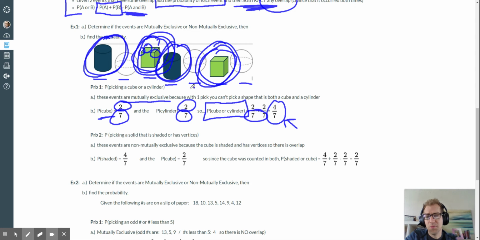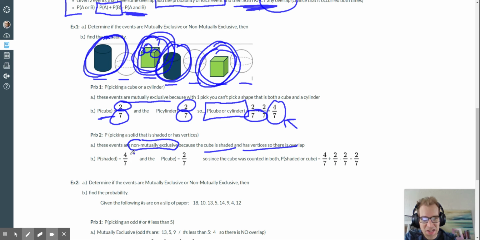So it's possible for them to be both shaded and have vertices. So we would say that's not mutually exclusive, an example of that, okay, because the cube, once again, is shaded and has vertices, so there's overlap. Okay, so once again, we're going to figure out the probability of each, but we have to make sure we factor in that overlap. We have to subtract that away before we say, hey, there's our final answer.